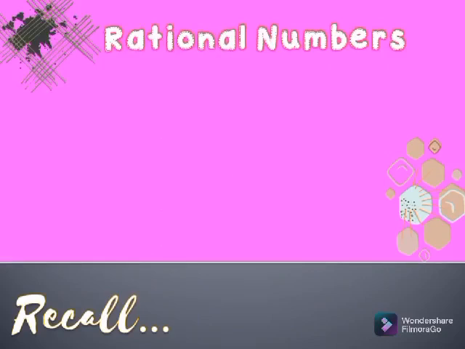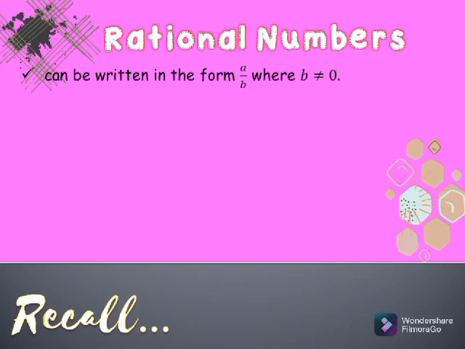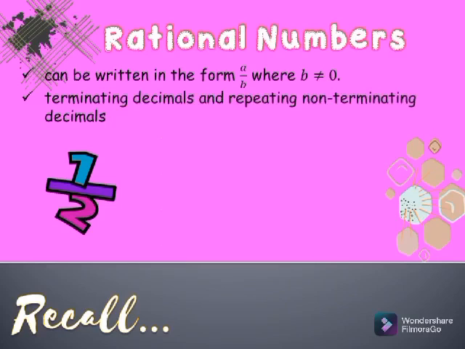Let's have a simple recall about rational numbers. Rational numbers can be written in the form a over b, where b should not be equal to 0, or simply, it is a quotient or a ratio of two integers. For example, we have 1/2. It is also a terminating decimal or a repeating non-terminating decimal, like 0.5 and 0.23.